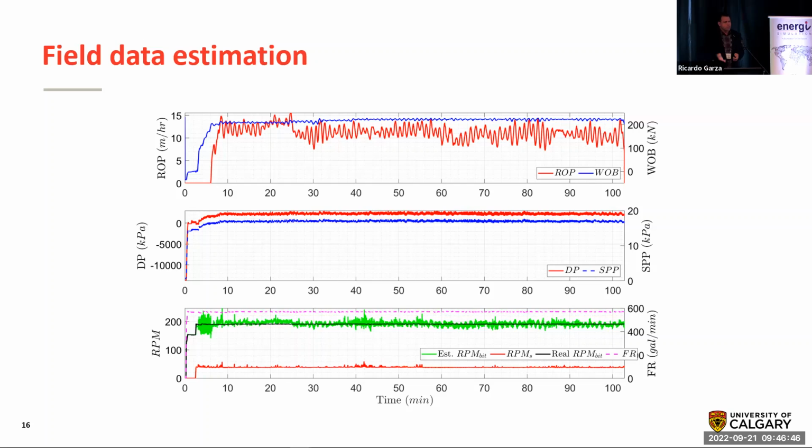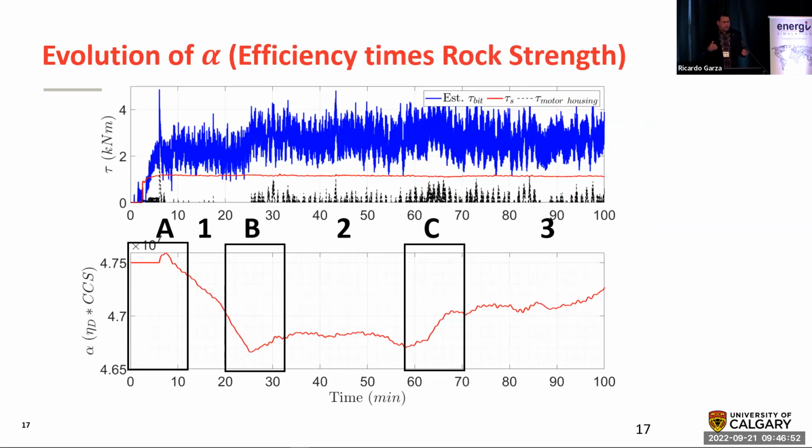Rock isn't changing. Now, what do these bit-rock interaction parameters look like? Same plot, now just looking at torque. Torque is extremely noisy, because you have a lot of force and energy going to the system, but your estimation is now following an interesting trend. What does this trend actually mean? It's a combination of bit efficiency and rock strength. How do we separate between those two?